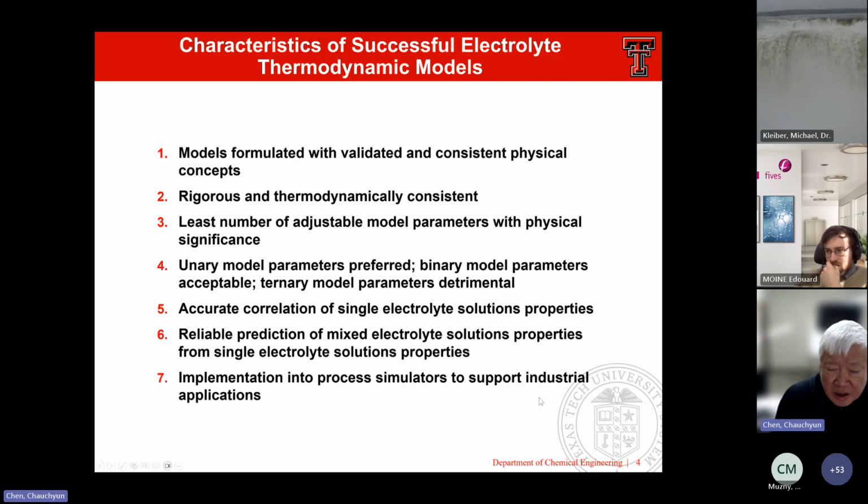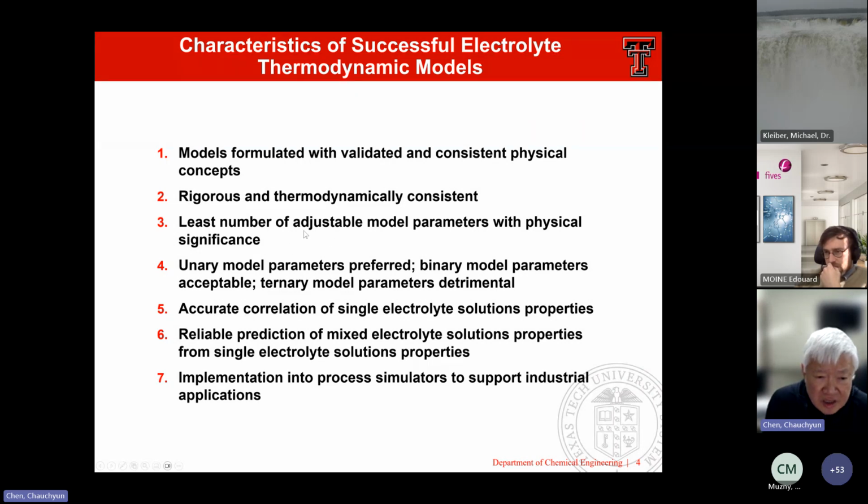So based on my learnings, I feel that the key characteristics of successful electrolyte models are these: the models should be formulated with validated and consistent physical concepts. They should be rigorous and thermodynamically consistent. And they should use a small number of adjustable parameters, and those parameters should have physical significance.